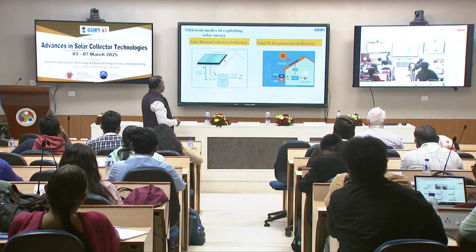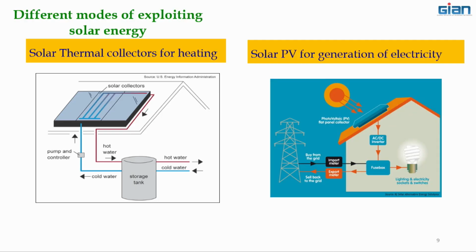So it looks something like this. Mostly these solar flat plate collectors we install over the rooftops, right? And it depends on the kind of collectors we use. It may be a flat plate collector, an evacuated tube collector, or heat pipe collectors. So these are different generations of collectors. Earlier we had only flat plate collectors.